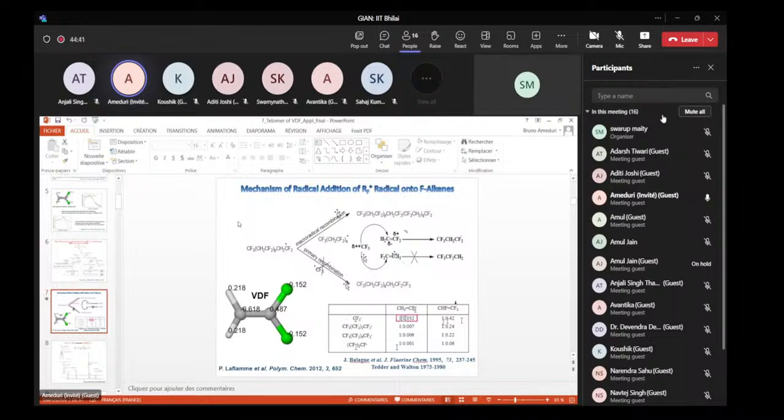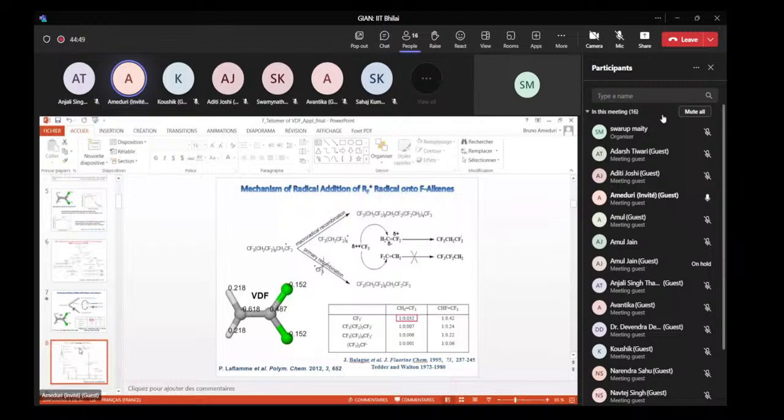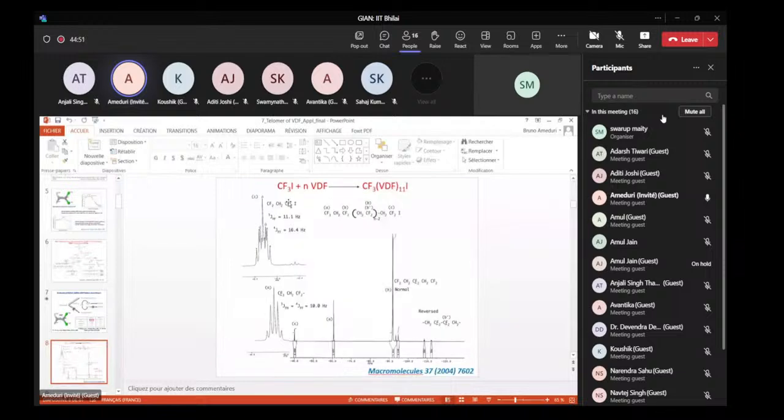So the use of CF3 had different sources. And in the case of the telomerization of VDF with CF3I, after reaction and purification, we decided to do some fluorine NMR. And I think this example is interesting because fluorine NMR enables us to determine the number of VDF units. And this spectrum is quite clear.